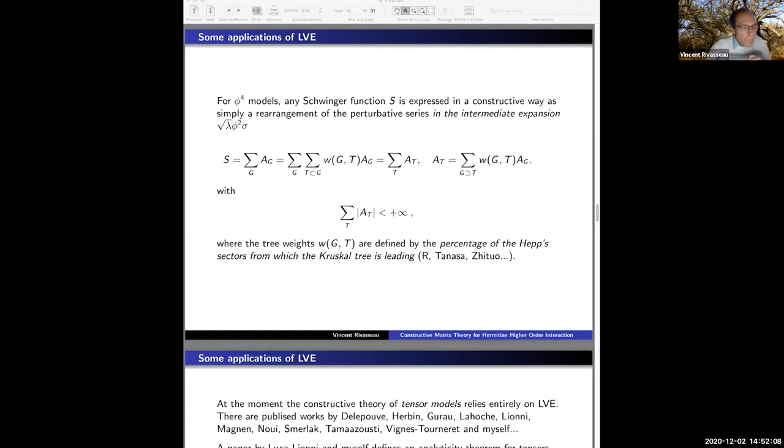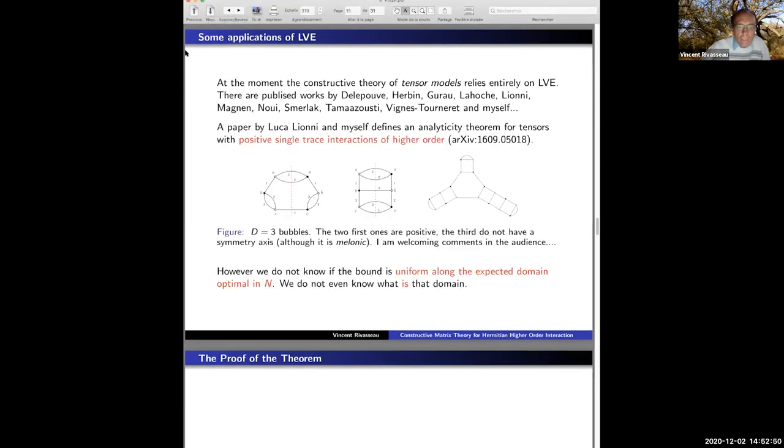When the tree weights are defined by the percentage of the F sector from which the Kruskal tree is leading. If you don't know what a Kruskal tree is, please ask in the question time.